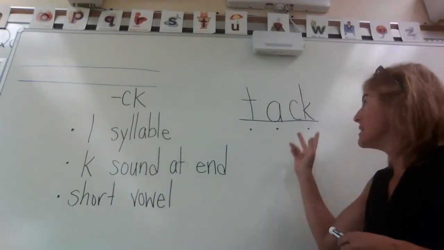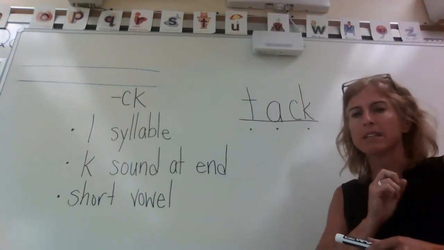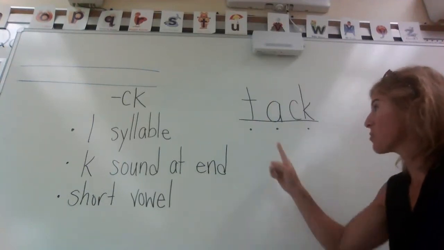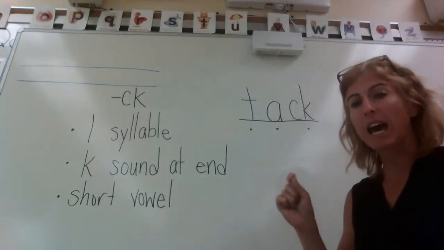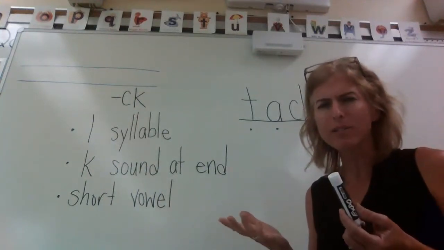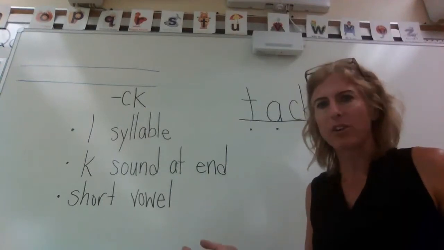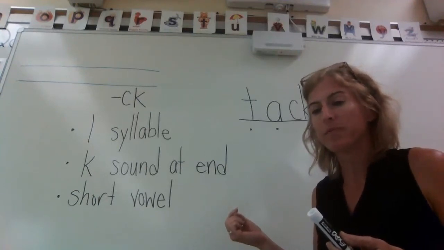Now, CK is two letters. But listen, tack. It's just one sound. So it really only has 3 sounds in this word because the C and K work together. How cool is that? They are two letters, but they work together to make the k sound at the end of the word. Very cool.